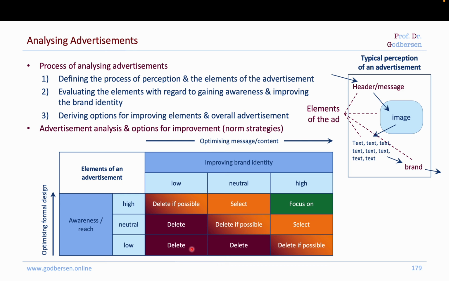And everything on the bottom left of this matrix, throw it out. It doesn't help you at all. It's just confusing your target group when they make contact. We want to go to the top right, and therefore what is amber you should select and improve on the respective axis. I want to give you a simplified example.